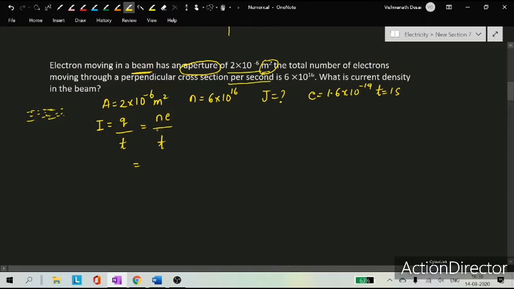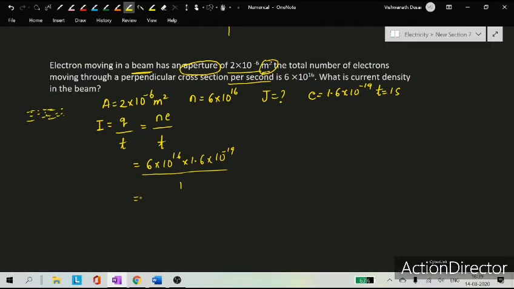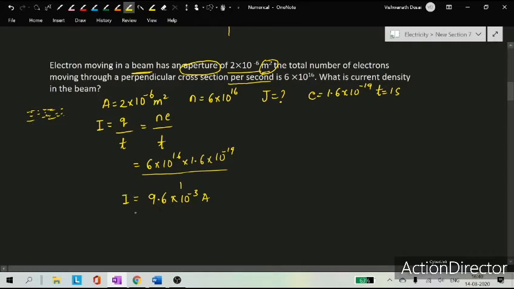So what is the value of N? 6 into 10 to the power 16 into 1.6 into 10 to the power minus 19, whole divided by 1. Solve it and see what answer you get. Let me check the answer. It is 9.6 into 10 to the power minus 3 amps. The unit you must write without leaving. So you got the current.